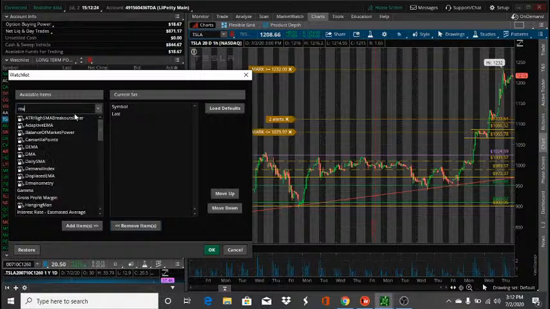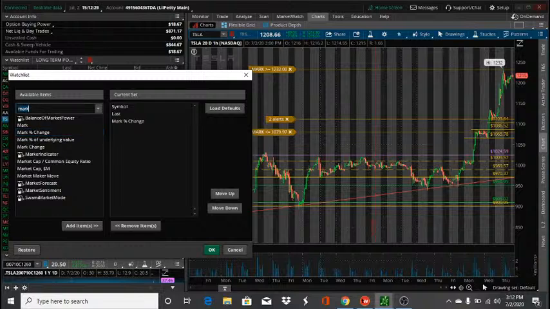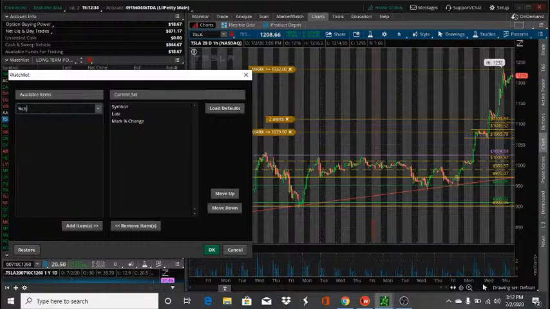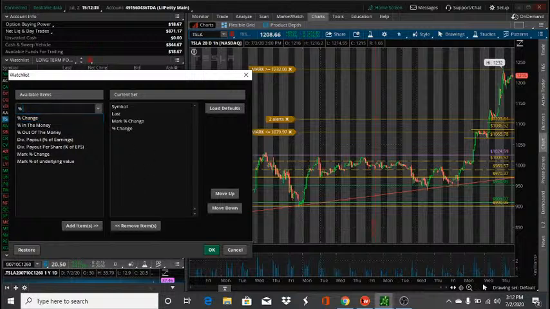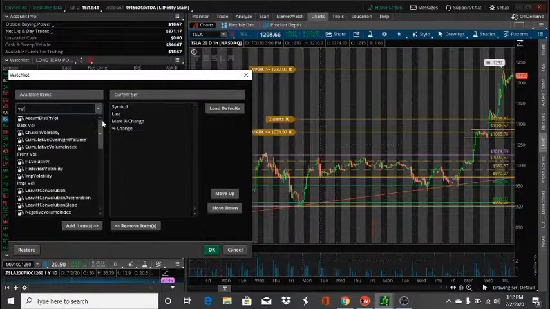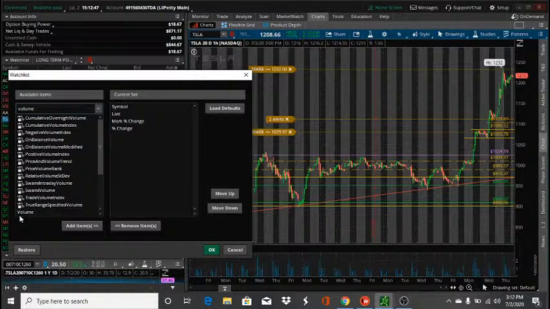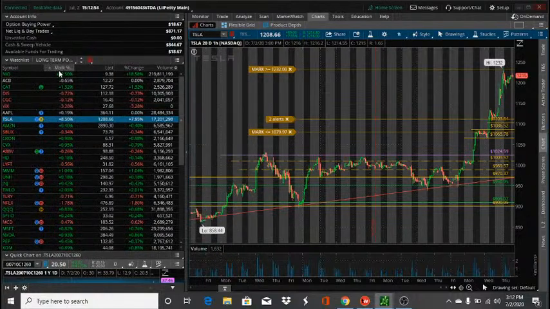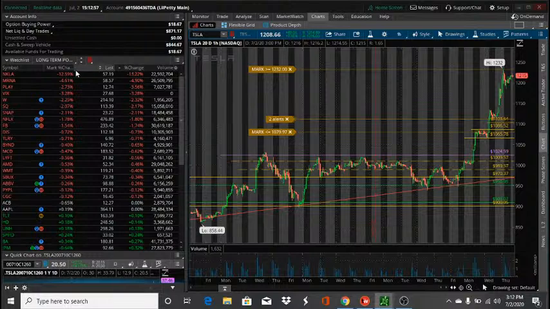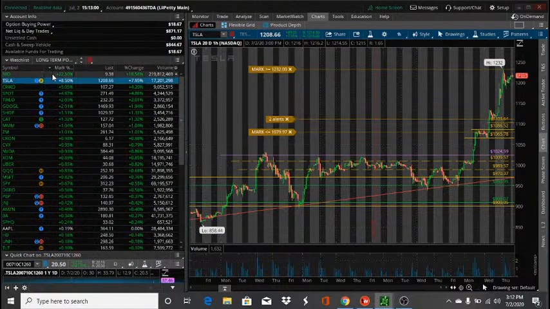So we want mark, percent of change. We want percent change. And we also want volume. So symbol, last, right there, boom. So this is the percent change of the day, and this is the percent for when it's pre-market and aftermarket.